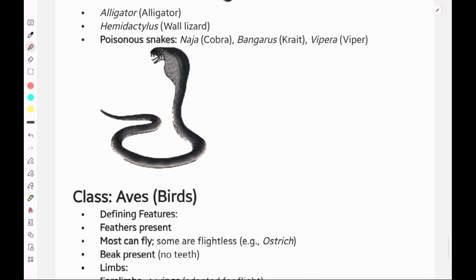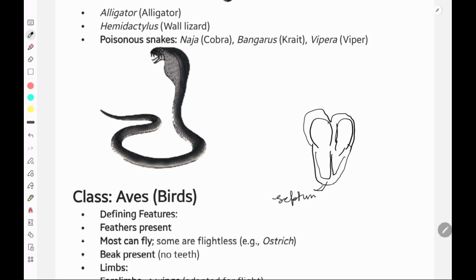Now, sorry, before going to that, let's have an example of a four chamber heart. This is a four chamber heart, and in this four chamber heart there are two ventricles and two auricles which are separated by septa. This is the four chamber heart. This is the right auricle, left auricle, right ventricle, left ventricle.